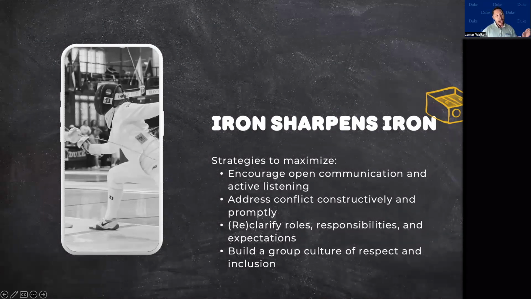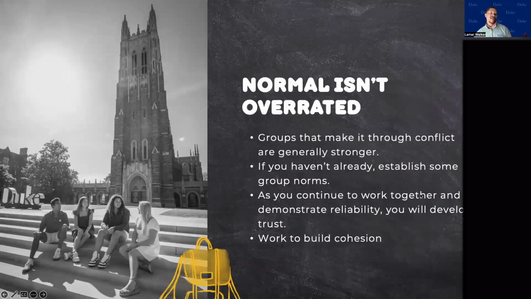And so as you move out of this storming phase, you will get into your norming phase because you've been able to have a little bit of conflict. You've been able to build some norms. You've been able to build some trust with one another. And so having a sense of normalcy is not overrated, especially not for student groups. Groups that make it through conflict are generally stronger because they know that the people that are in this with them care about the topic that they are working on, or the thing that they are working toward.